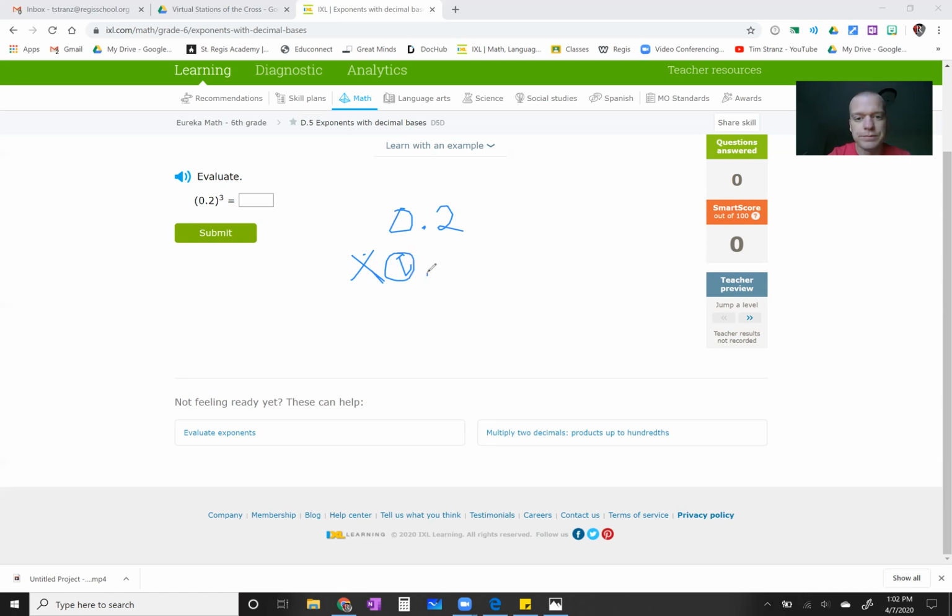0.2 times another 0.2, because it's showing you that there are 3 0.2s. So you're just going to multiply all these together, right? So you got 2 times 2, which is 4. 4 times 2, which is 8, right? So your answer is going to be 0.8.